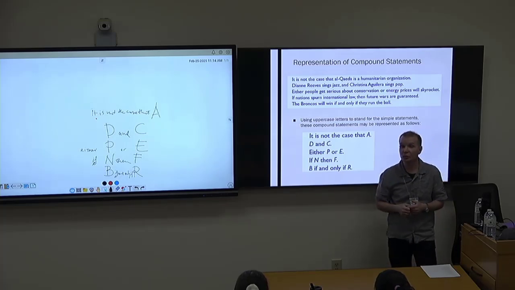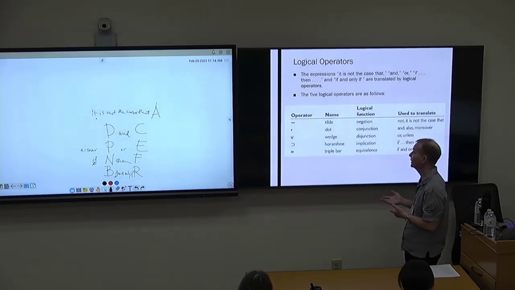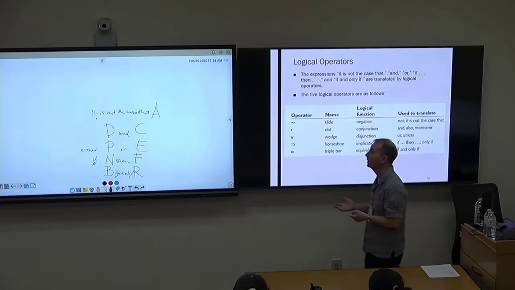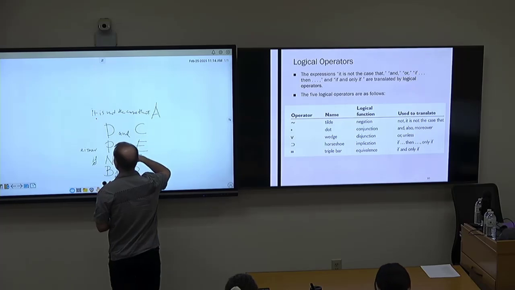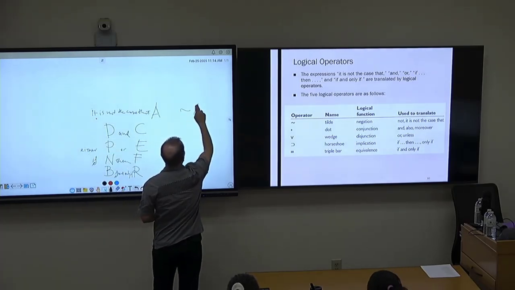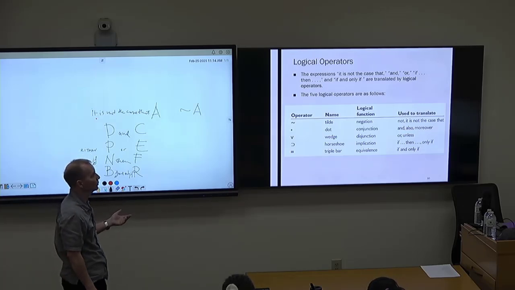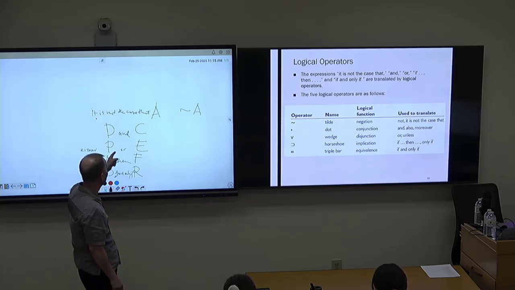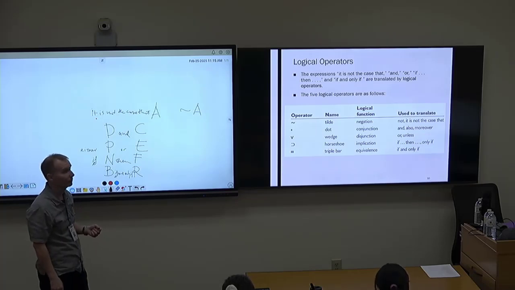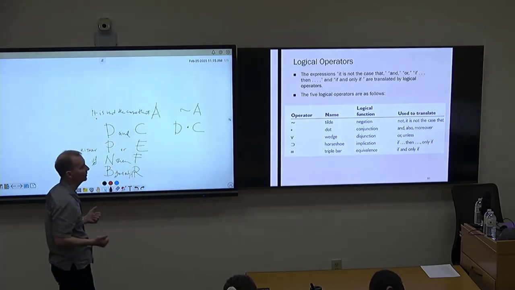So what we are going to do is to replace these extra words with symbols. That would make our job much easier. So these are the symbols we'll be using. This is what Shirley Watson uses. First of all, for it is not the case that, we will be using tilde. That is this wiggly line. Put it here. So tilde A would just mean it's not the case that A. You also can use it to replace just not A. It's a negation. The second situation, and, we will be replacing with a dot. Nice big dot. D dot C would just mean D and C.